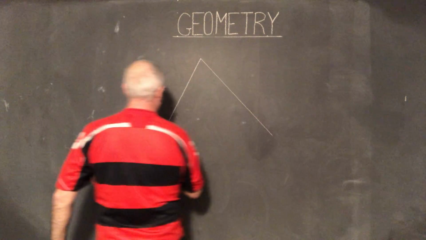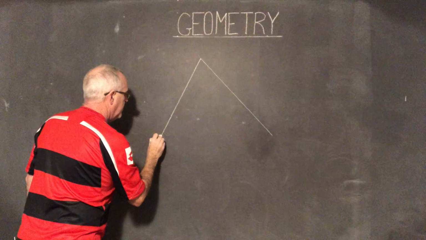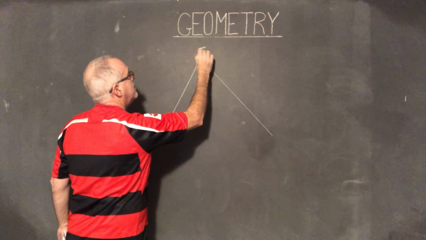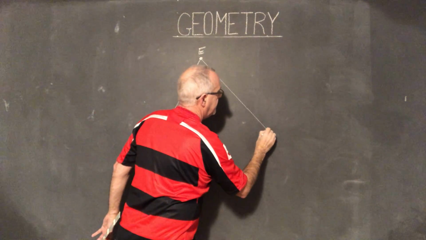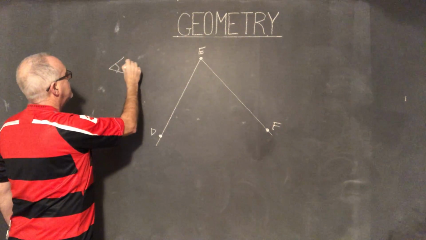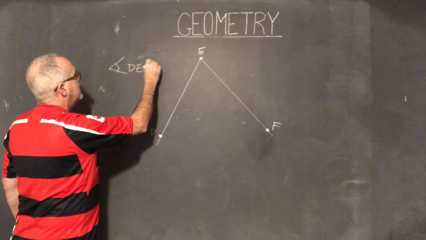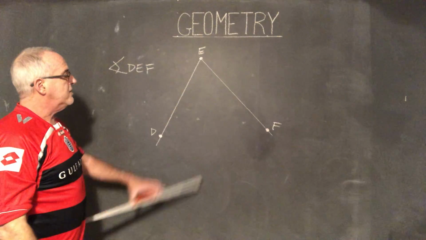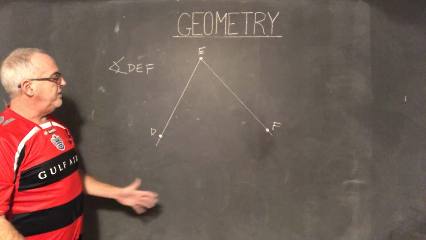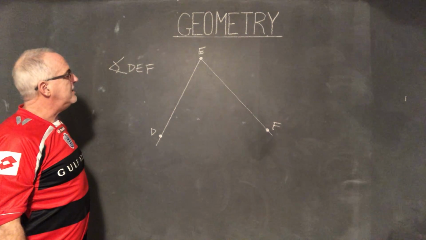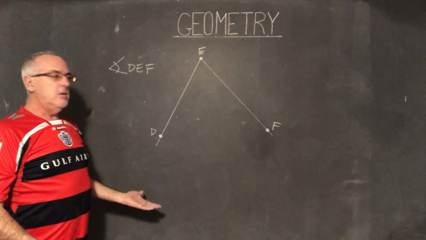And I'll call this, just for fun, D, E, F. Angle D, E, F. Draw that a little bigger, try and make it look nice. Okay, so there's my angle DEF. It's a little bigger and it's opening downwards, but otherwise it's an angle just like other angles, just like angle ABC, not too different.